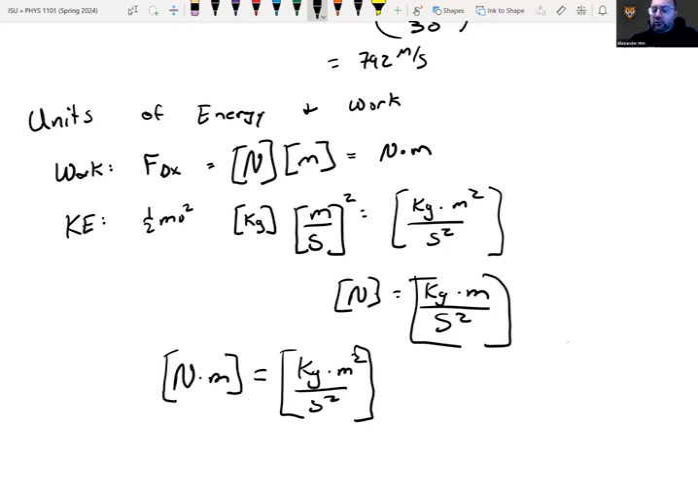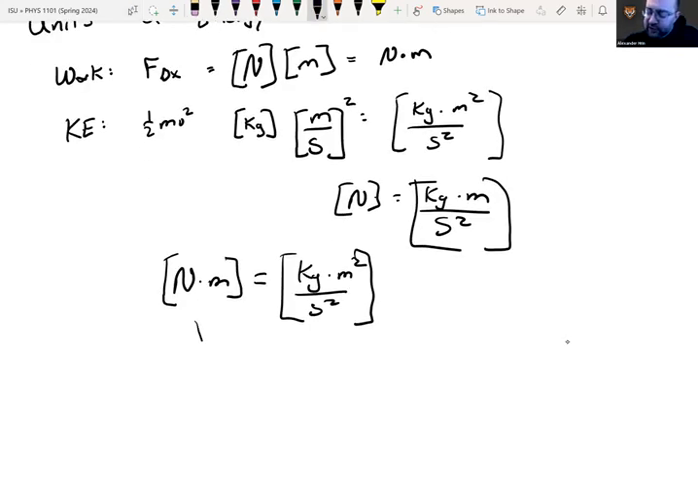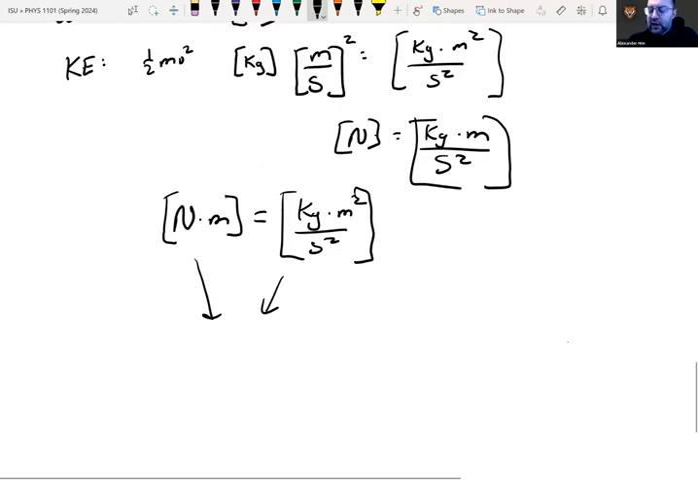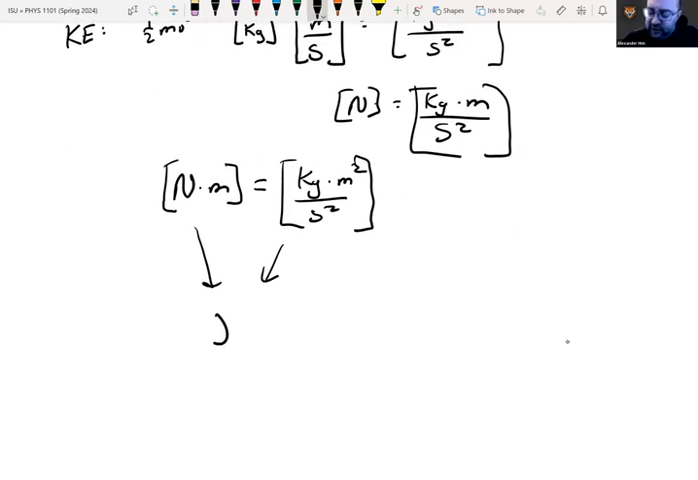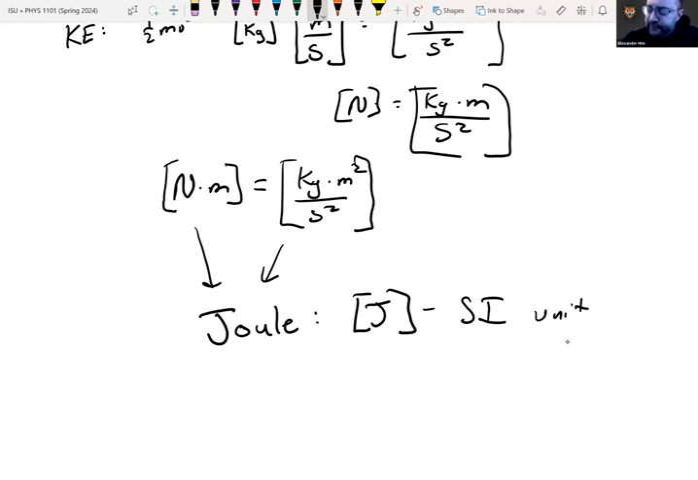Okay. Now, it's common enough that both of these, and again, they are the same thing, are just given a new unit, and that is the joule. The symbol for joule is capital J, and that is the SI unit of work or energy. Now, there are other units of energy. Energy is measured in a lot of different ways and using a lot of different units depending on context.